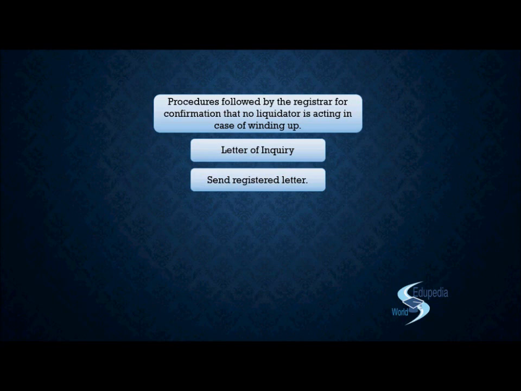Do you think these tabs are correct on the screen? Do you think it will again send the letter of inquiry over there? There is no need of letter of inquiry, because when the company is being wound up, the registrar already knows that they are not functioning, they are not taking forward their operations. So this letter of inquiry and registered letter is of no use. So we again delete these tabs.